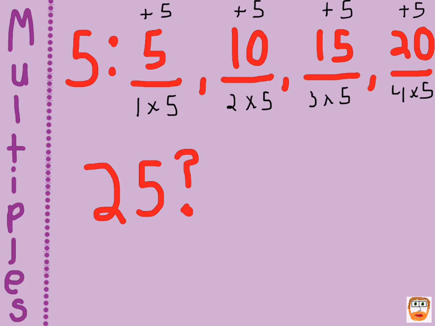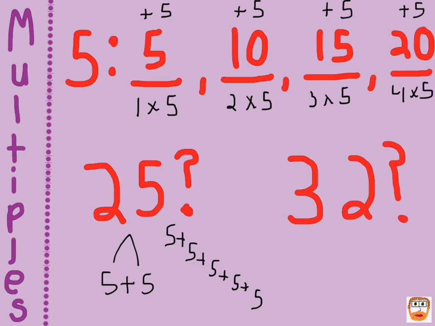So let's think about, is 25 a multiple of 5? I don't see it in this list. Can 5 be multiplied by a number to get 25? Yes, 5 times 5 is 25, or 5 plus 5 plus 5 plus 5 plus 5 is 25. So 25 is a multiple of 5.